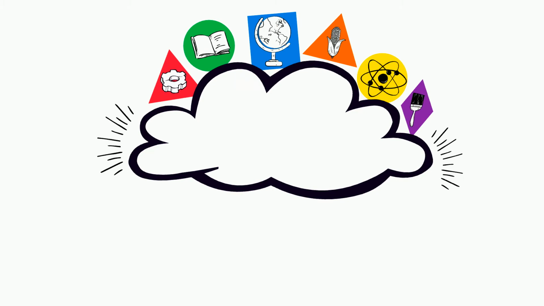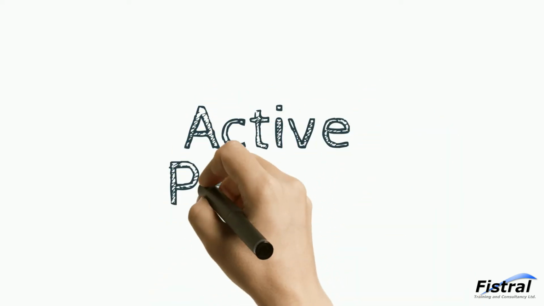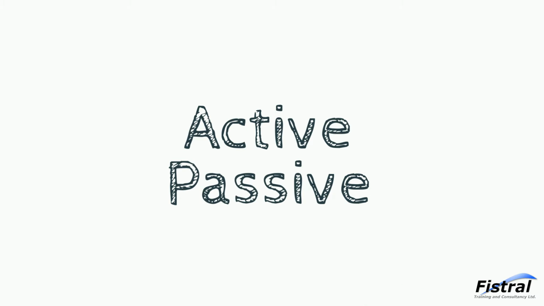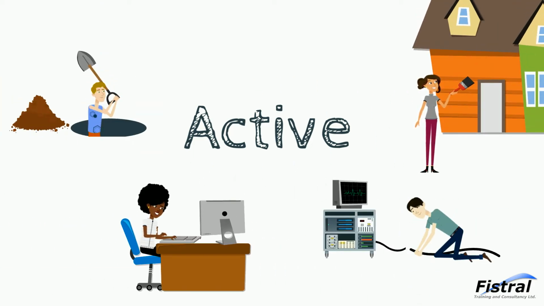With duration, we're beginning to consider how long tasks are going to take to complete. There are two different types of tasks that we need to consider: active and passive. The active tasks are often human doing activities where we have to invest some sort of effort. Paint a wall, dig a hole, write a paper, set up some kit, and so on.